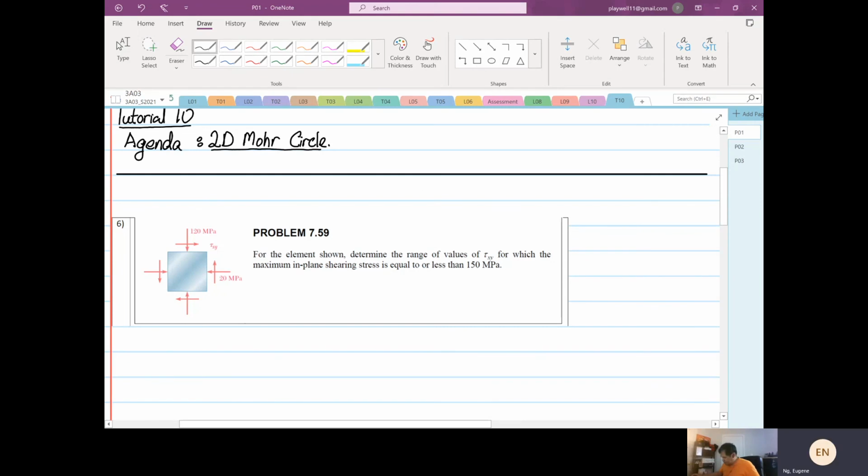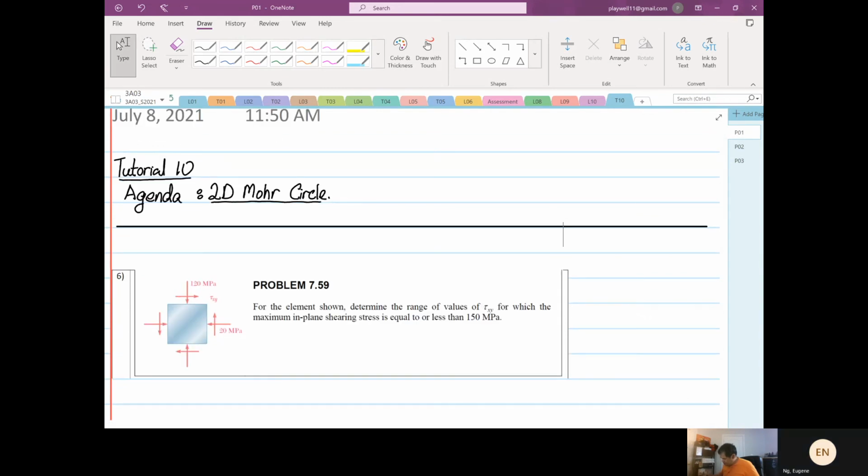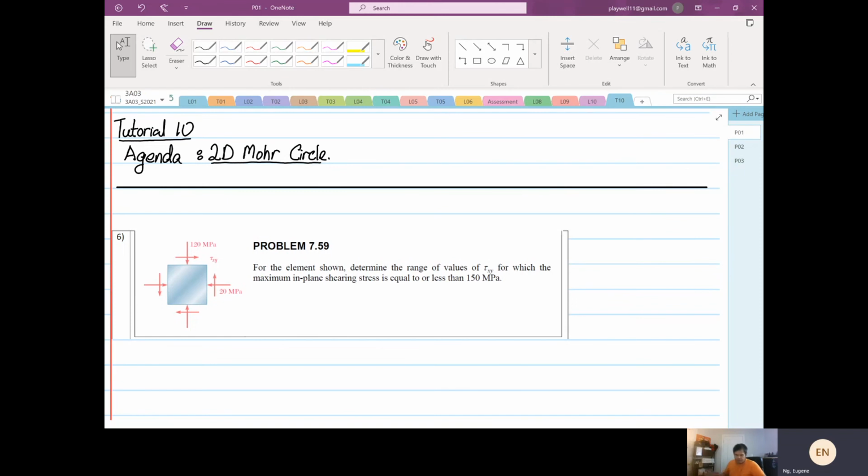Okay, good evening. This is the tutorial for week 10. In this week's tutorial, we are going to look at Mohr circle, and I'm going to solve 3 problems. This problem, you can see, is from your homework, question number 6.